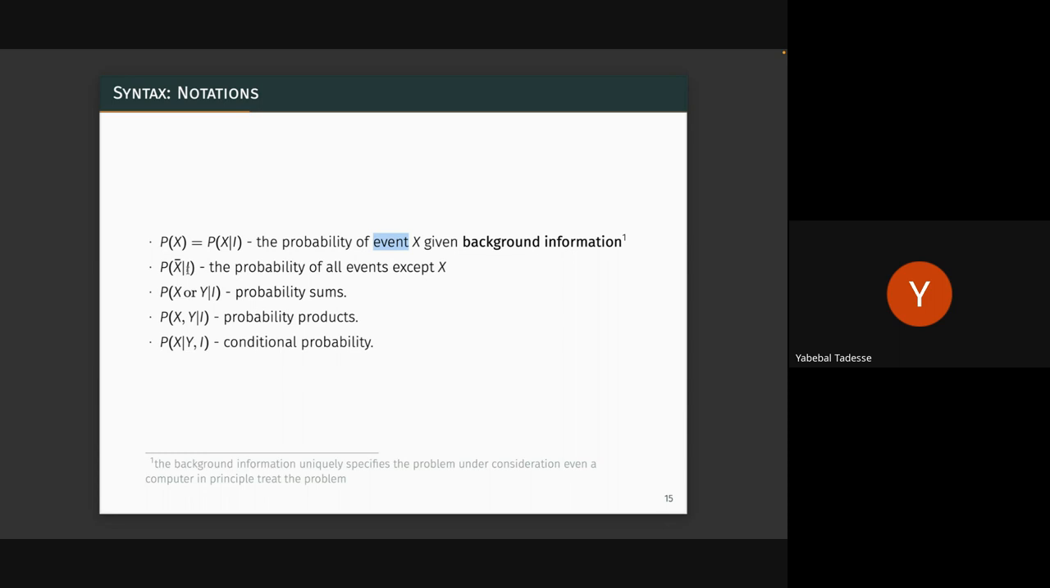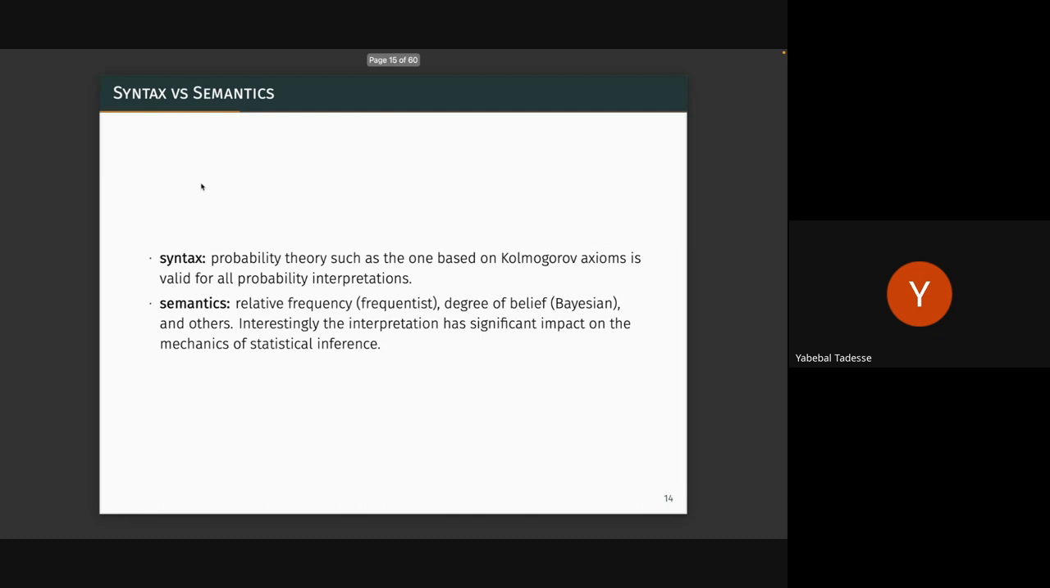And when it's written with a bar on top, it's the probability of all events except X. Then you have the probability of X or Y, which is the sum probability. Then the probability of X and Y, the product probability. And then the conditional probability. That's it. Every probability is expressed by this. The calculus of this is what you call statistics.